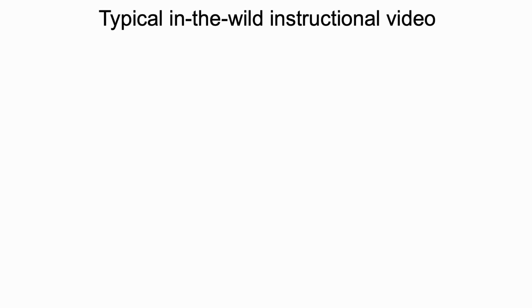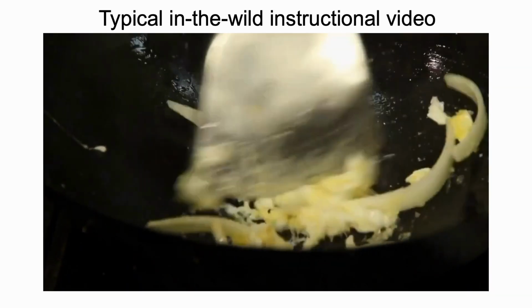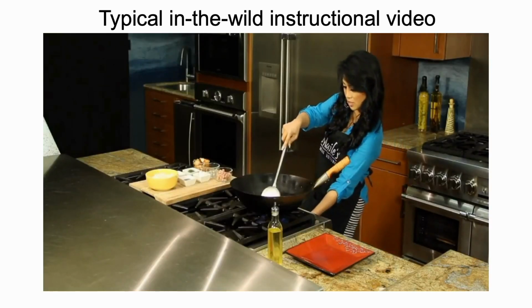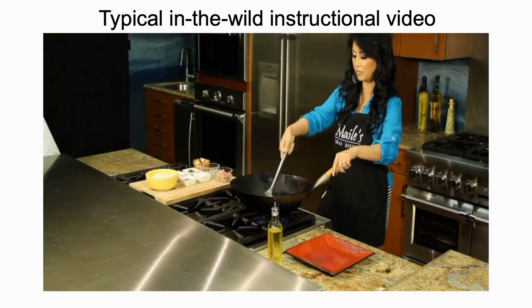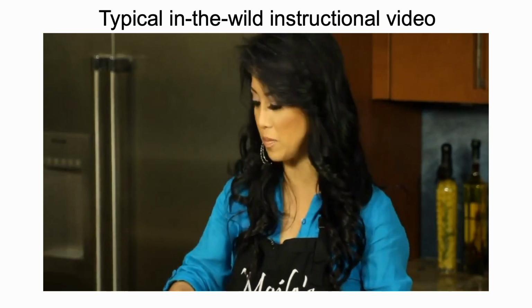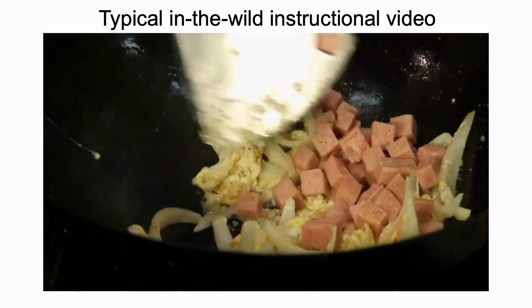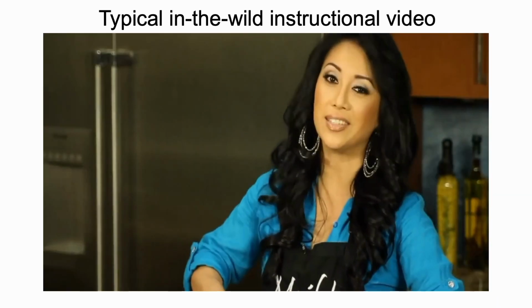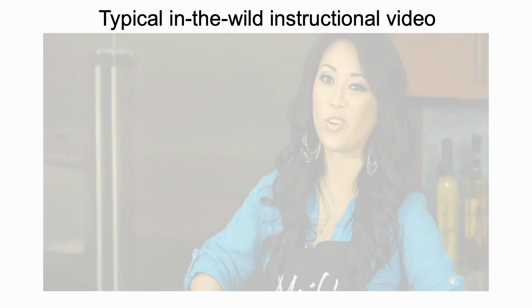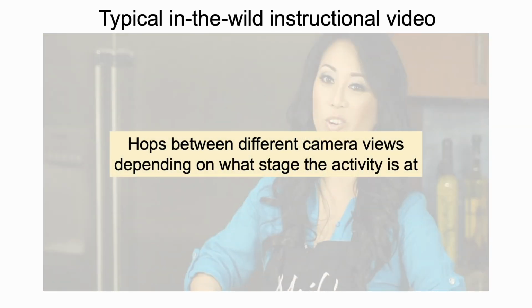So, how does a typical instructional video look like? It looks something like this. As you may have noticed, the camera viewpoint of an instructional video switches depending on what stage the activity is at. Sometimes the camera view shows a close-up of the activity, and sometimes it shows a wide-angle view.